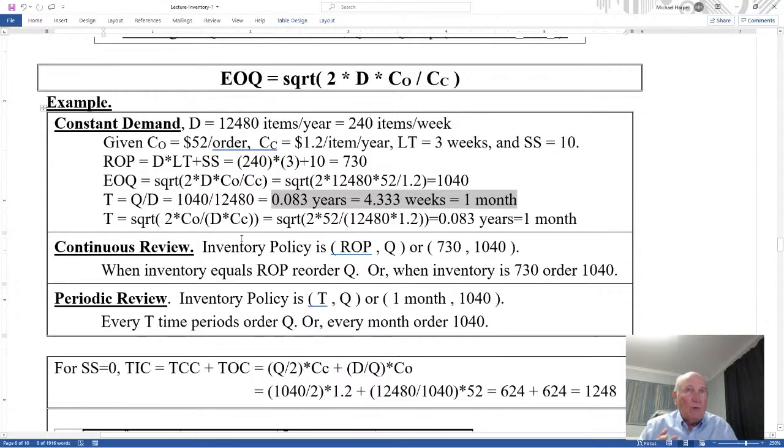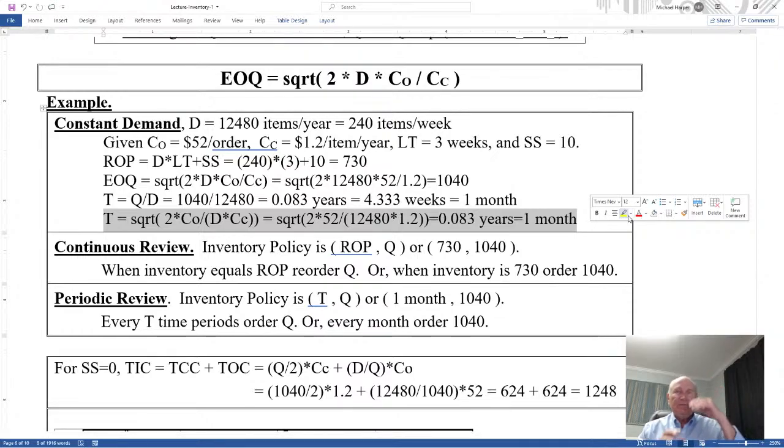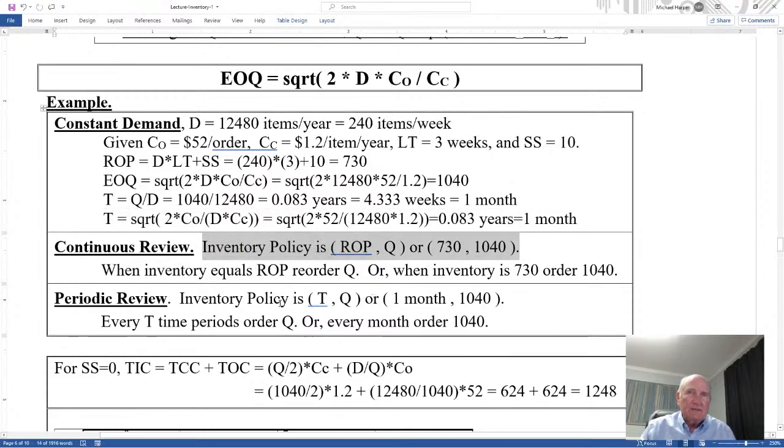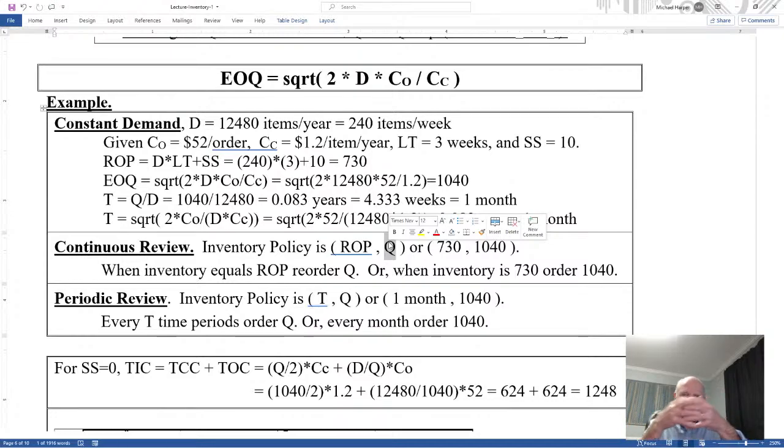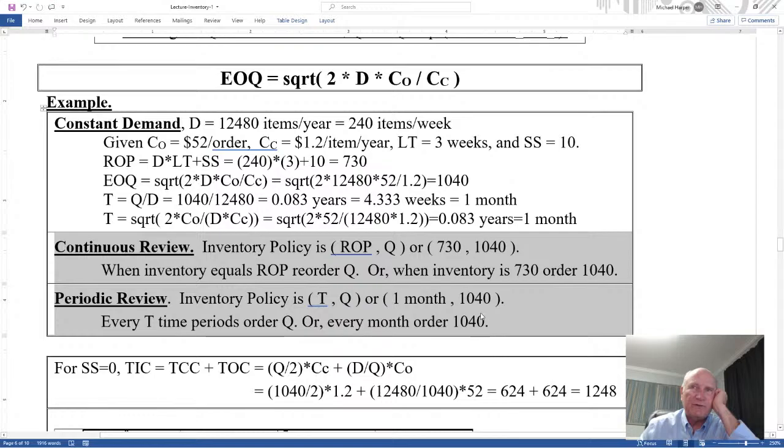Okay. Or what some people have done, instead of just taking the 1040 and putting it in for Q, they'll take this equation and put that in for Q and then reduce it down. And the T then, the optimal inventory period, becomes the square root of 2 times my ordering cost divided by my demand times my carrying cost. It'll give you the same numbers. The reason they do that is that, for continuous review, this is called the economic order quantity, and sometimes this is called the economic order period. It's the optimal period which minimizes cost, and this is the optimal lot size which minimizes cost. Again, by the fundamental equation of inventory theory, it all ties together. Okay, so we have 1040 or 1 month for the continuous review and periodic review. Sound good?